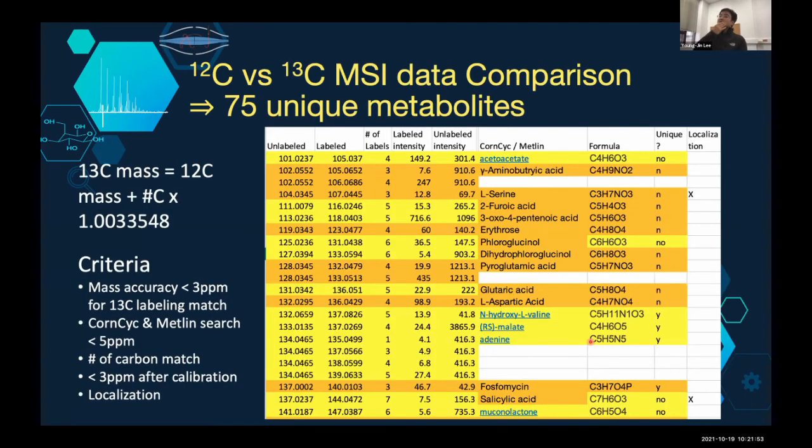And what we can do from this data set, the first thing we did, is identify the compounds. We compared the 12 carbon data set and the 13 carbon data set and tried to match them. We have very accurate mass, so we can identify the compound, especially as we are not only relying on accurate mass, but also looking at how many carbons are labeled. For example, adenine has 5 carbons, and we can see up to 5 labeling. So we can confidently identify the compound.